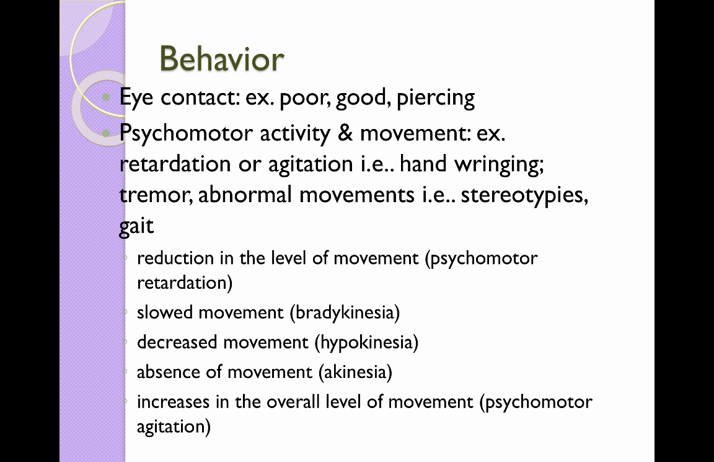Behavior. This includes a lot of stuff. Here are some of the really important things. Eye contact. Is it good eye contact? Avoidant? Piercing? Level of motor activity. So psychomotor retardation, you might see in someone who's depressed, or hyperactivity. How coordinated are they? Their fine and gross motor functioning. This you might observe with gait and the way the person manipulates objects or writes during the testing or the interview.